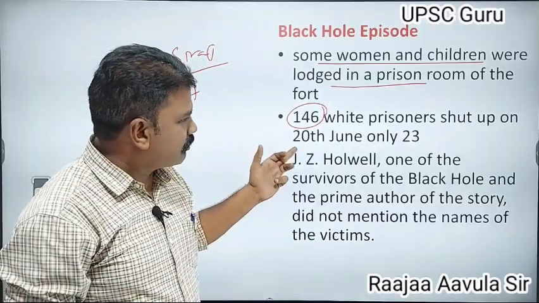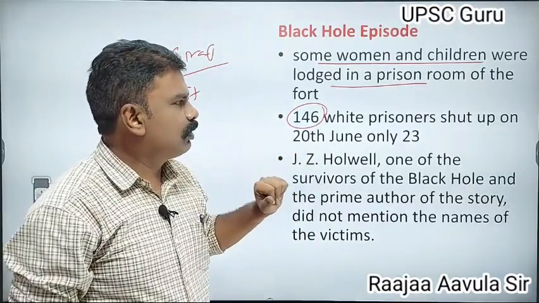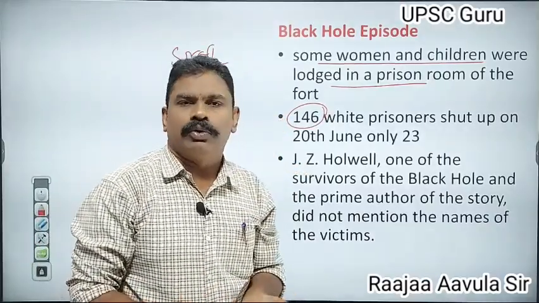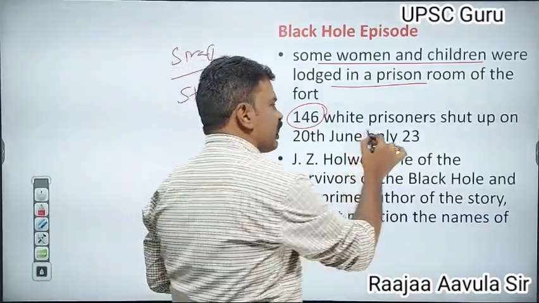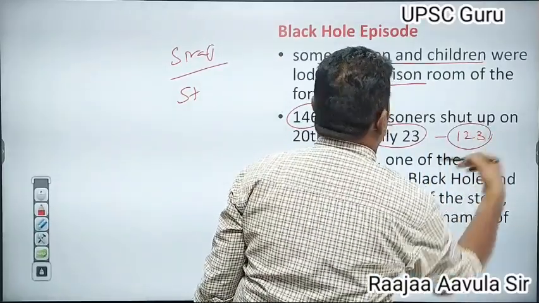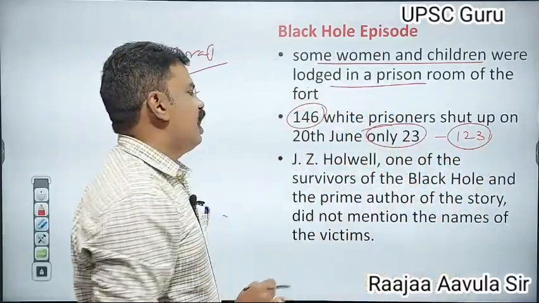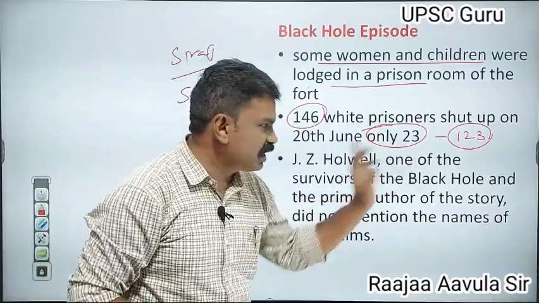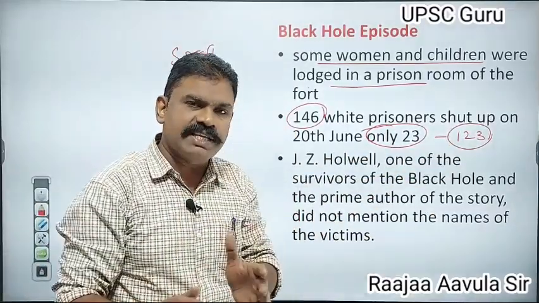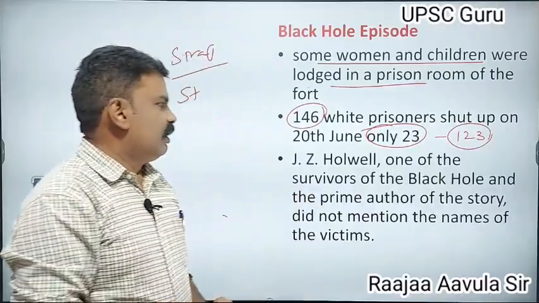This happened on 20th June. Next day, when the door was opened, only 23 were alive. The remaining 123 members had died. Out of the 146, only 23 were alive; 123 died because of suffocation in the darkness.